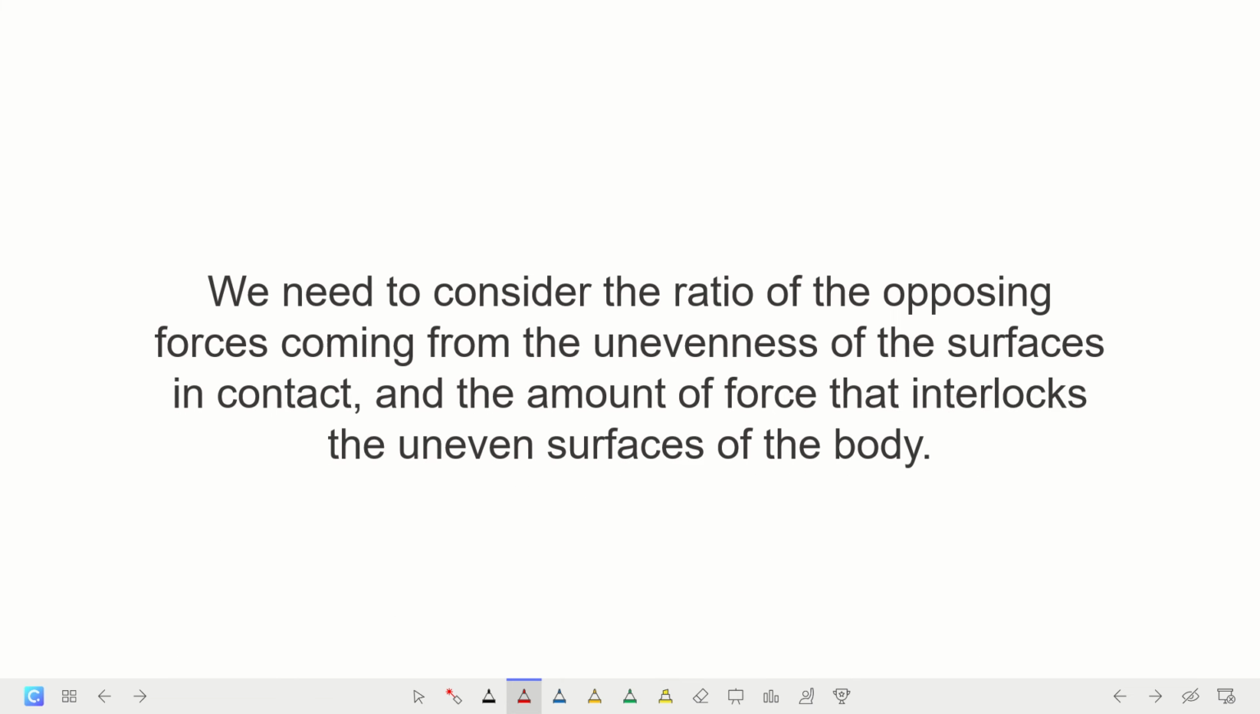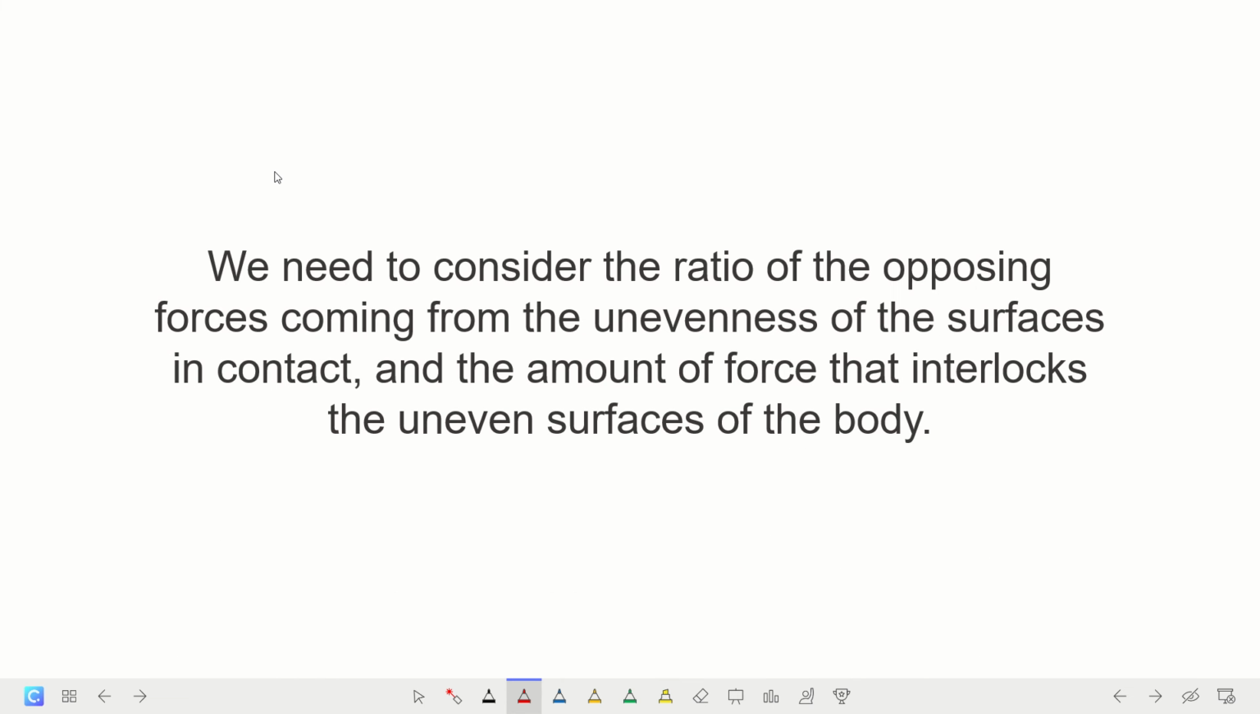So therefore, we need to consider the ratio of the opposing forces coming from the unevenness of the surfaces in contact and the amount of force that interlocks the uneven surfaces of the body. Before we move on to the equation to solve for the friction forces, let us first discuss the two main types of friction force.